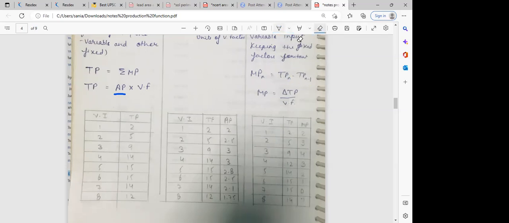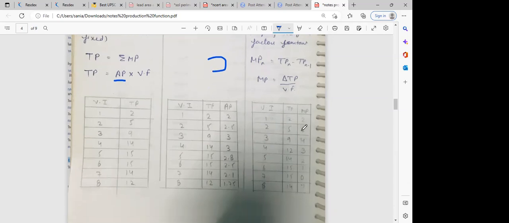Yes, ma'am. So TPN is basically the number, and N minus 1 means the number which is previous to it. N can be anything, right? 10, 9, 8, 7, anything. And TPN minus 1 will be the previous one. For example, if N is 10, then N minus 1 will be TP9. If it is 12, then it will be 11. We usually subtract the second one from the first one. Clear?